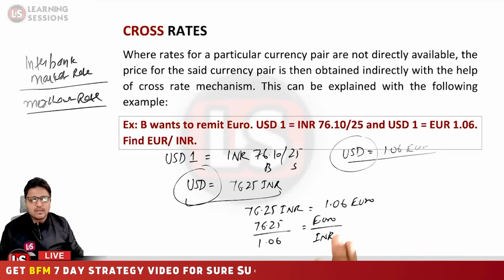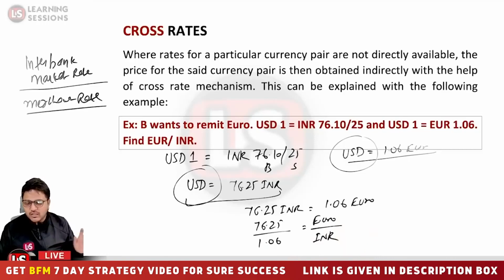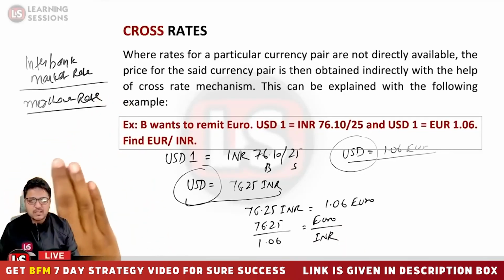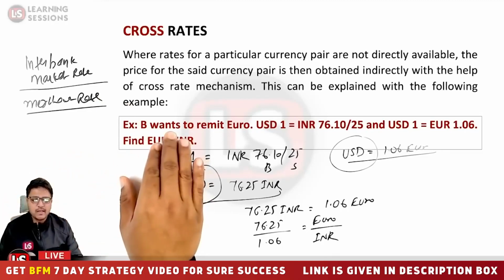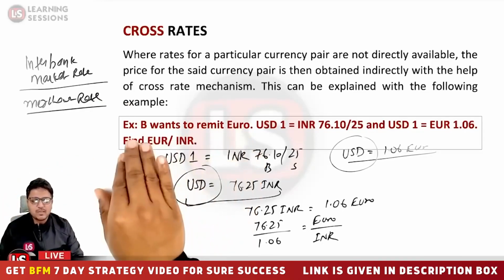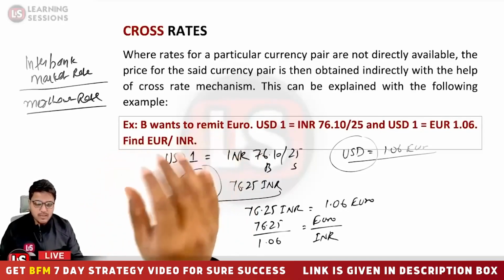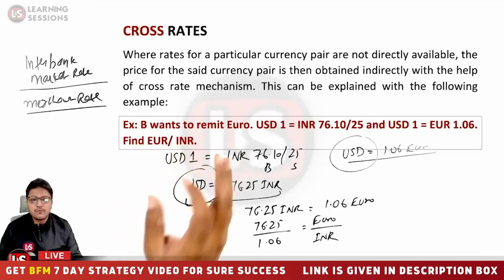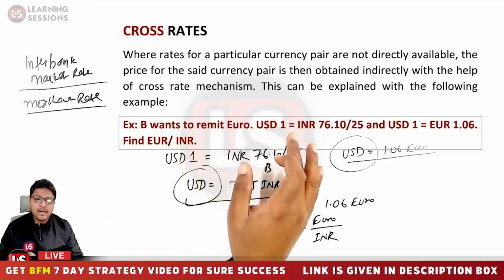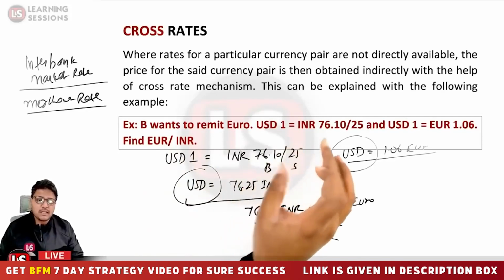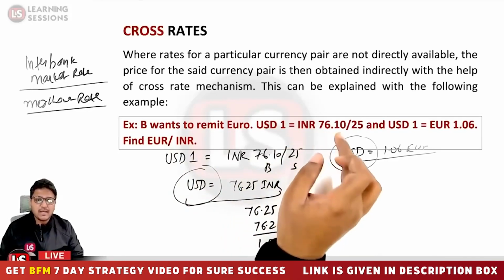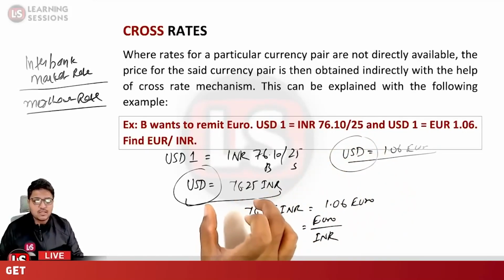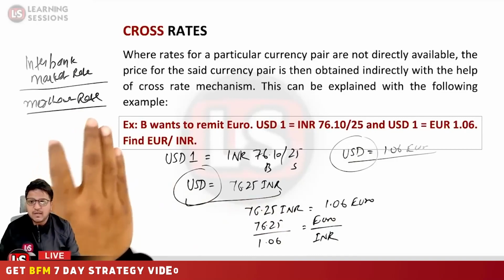Okay, and this is said to be what? This is said to be the cross rate. So you understood two concepts over here. One was related to the interbank market rate and the merchant rates. Let me explain this to you again. Over here it was said that B wants to remit the euro. For that purpose, B has to purchase the euros. For that, we need to buy the USDs first of all. At what rate will we be able to buy? At the rate at which the market is ready to sell, that is 76.25. So here was the concept used for the interbank market rate or merchant rate.